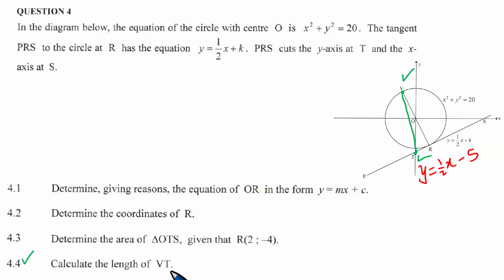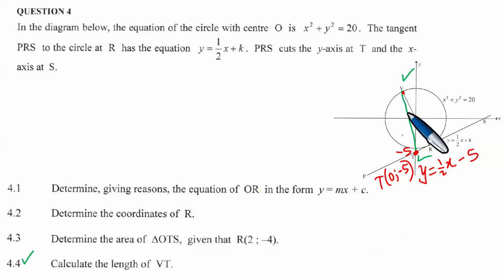To find the length of VT, we just need the coordinates of T, because we already know that T is the y-intercept. So the y-intercept is minus 5. If this is minus 5 here, then the coordinates of T are x is 0 and y is minus 5. That we can see. This gives us the coordinates of the point T. We therefore just need the coordinates of the point V.